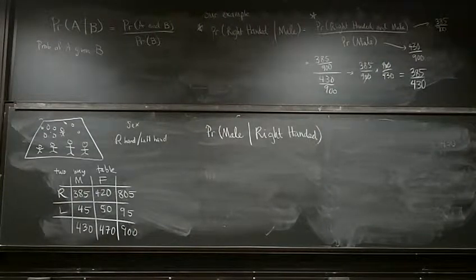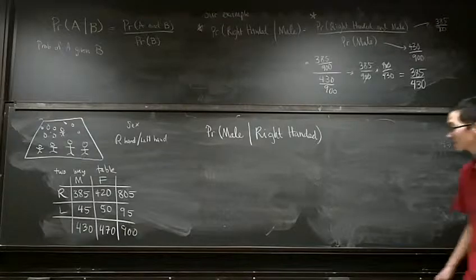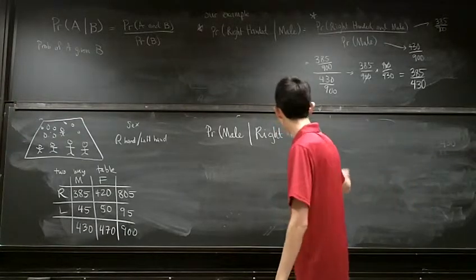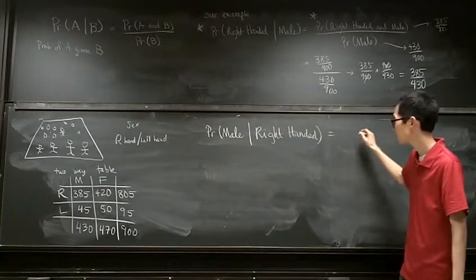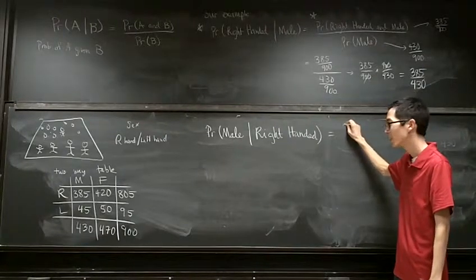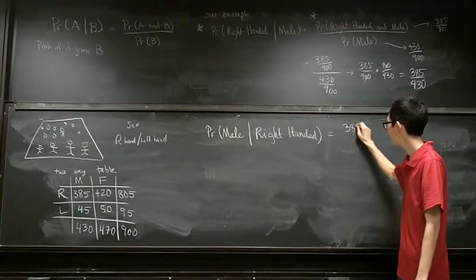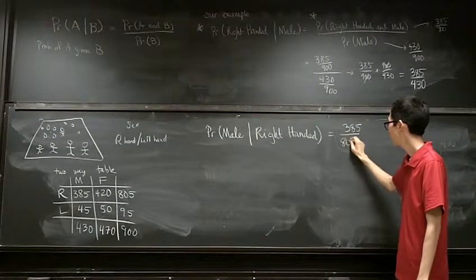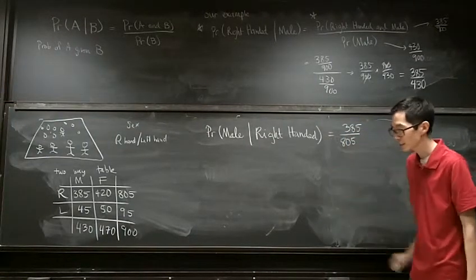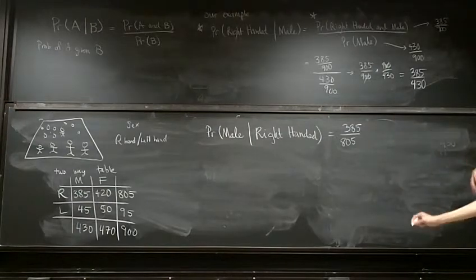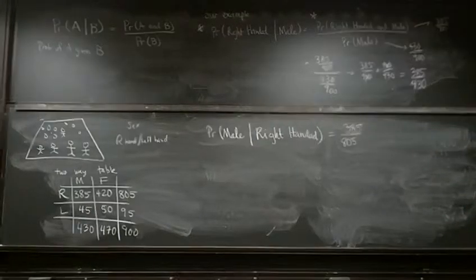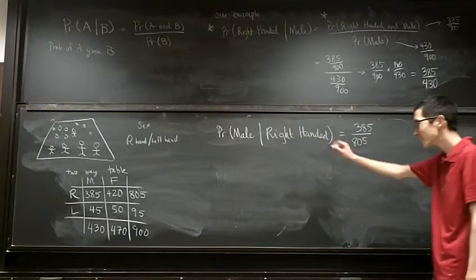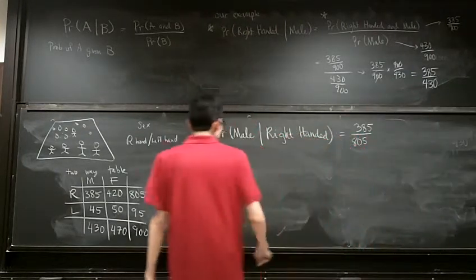Okay, time is up. Let's see. What do we have? The quick answer, looking straight from the table, is 385 divided by 805. That's the final answer. No? Male given right-handed. Okay.